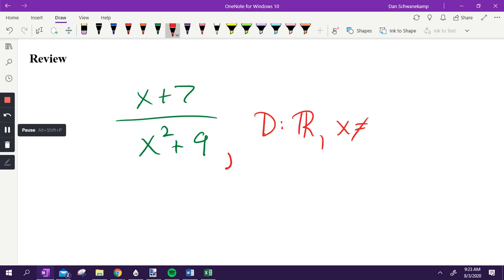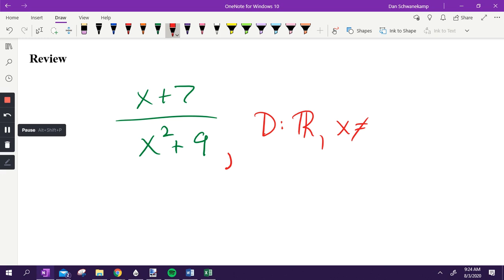The domain is going to be all real numbers, but x cannot be what numbers? Show me with your fingers. All real numbers, but x can't be. I disagree with everyone. Think about the numbers you just showed me. Plug them in, see what happens. So everyone just showed me like 3 and negative 3, right? What happens when I plug in 3 on bottom? Do I get 0? When I plug in negative 3 on bottom, do I get 0? No, so we're fine. That's part of my domain.